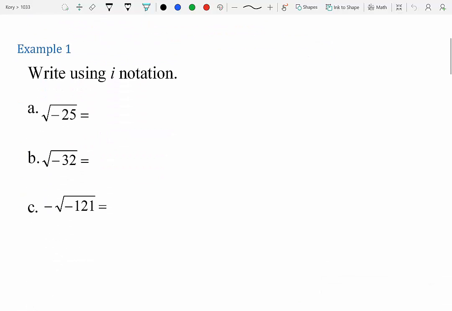Example 1, write using i notation. The long way is taking out the -1, then switching it to i, but we're just going to do it the short way. When there's a negative, you automatically put an i, and what's the square root of 25? 5. For 32, it doesn't have a perfect square, so that's i times the square root of 2 times 16, so that's 4i times the square root of 2. This negative just means bring it back over, and the square root of 121 is 11, and since there's a negative on the inside, we make it i.